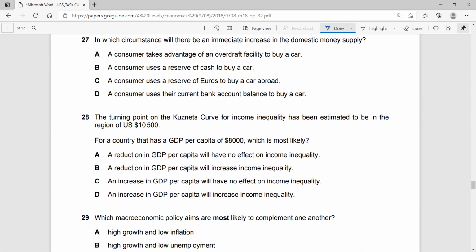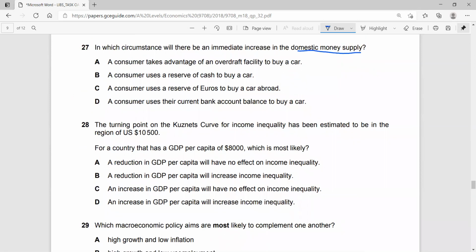In which circumstance will there be an immediate increase in the domestic money supply? So the amount of money, the amount of notes, coins, things like that that exist in your local economy. The amount of rupee notes or coins that exist in Pakistan, for example, not those that exist abroad, because we're talking about the domestic money supply. So we need an immediate increase.